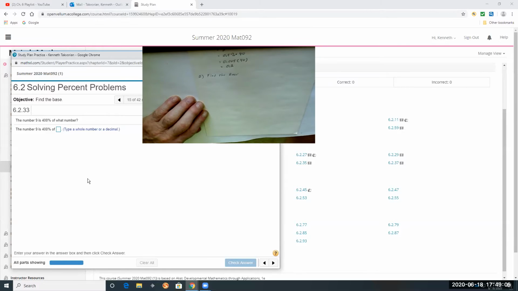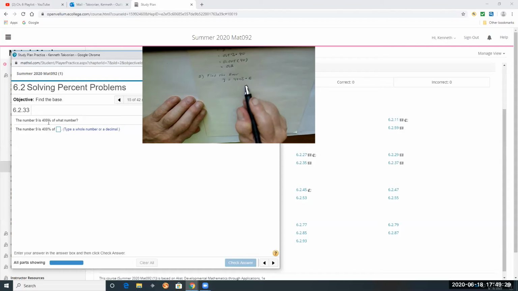Our next problem, we're trying to find the base. The number 9 is 400% of what number? I translate it just as I read it. It says the number 9 is, translates as equal, 400% of means multiplication, of what number. We'll call that the base.